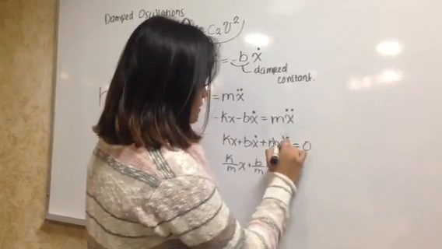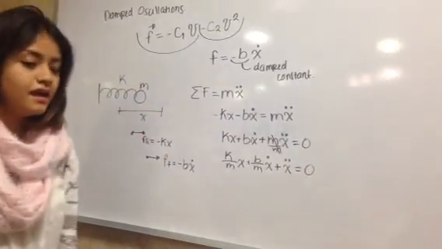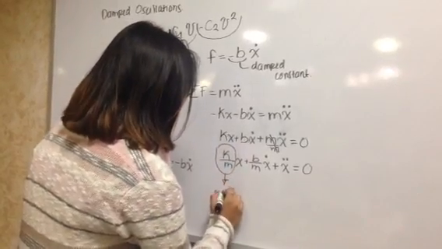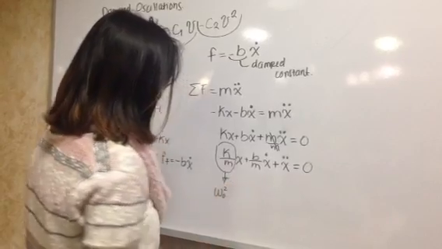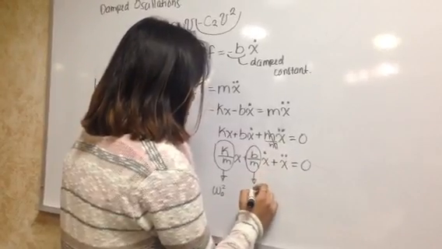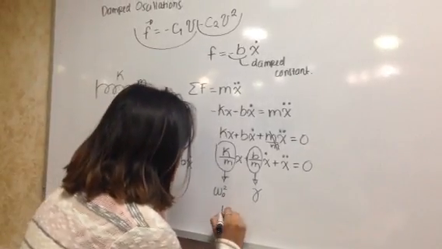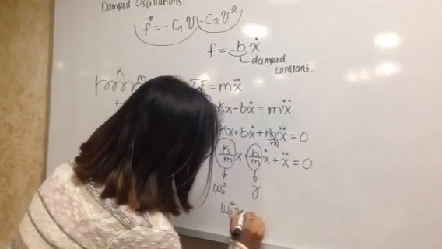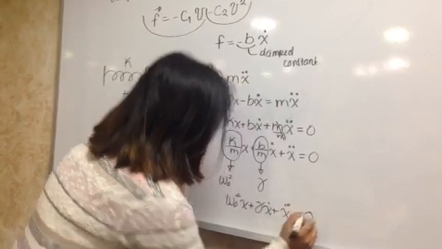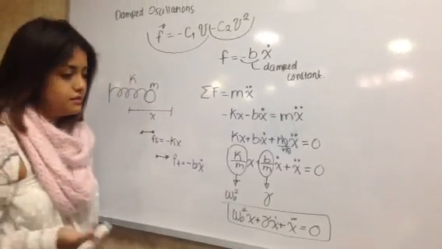This will go, and we will have just the acceleration equal to 0. And now we know that this term is equal to omega, the initial omega, and we know that this term is equal to gamma. So we can rewrite this formula, and this is the formula that describes a damped oscillation movement.